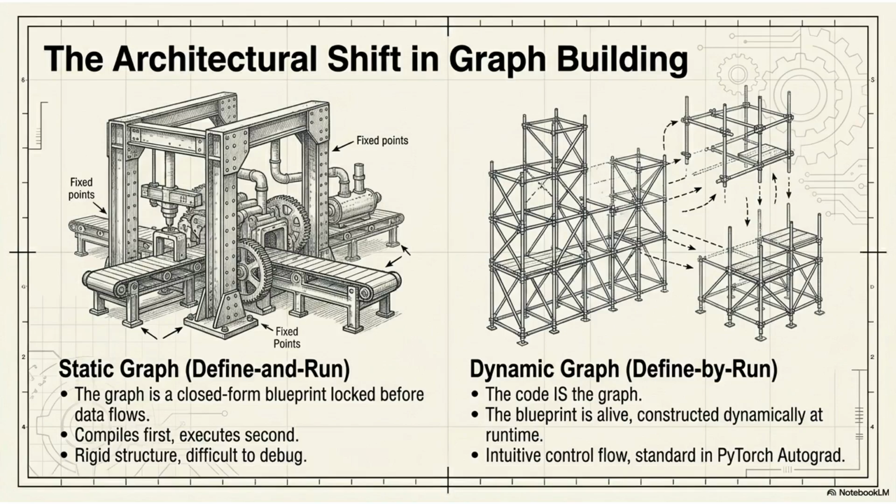But we had a massive architectural shift to dynamic graphs, specifically popularized by PyTorch. This is defined by a define-by-run paradigm. Here the code is the graph. The blueprint is actually live and constructed dynamically at runtime, allowing for highly intuitive control flow.